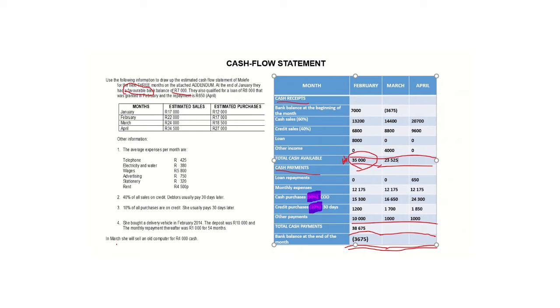So our current bank is sitting on a positive. So we go down to our payments and do the totals. Before we consider that, we do our totals there.